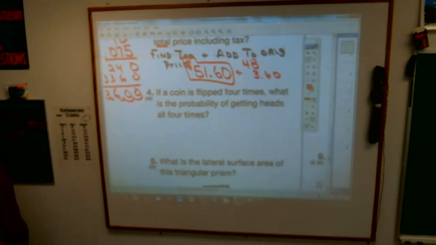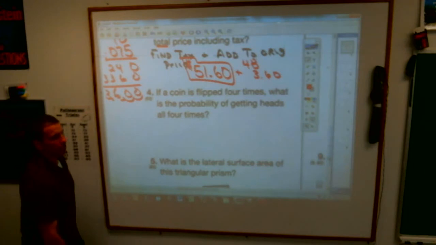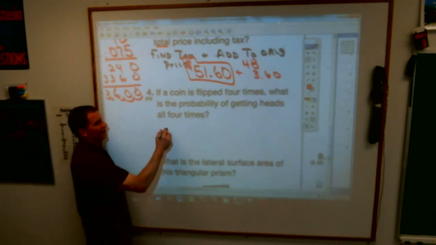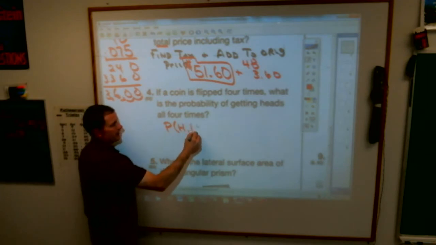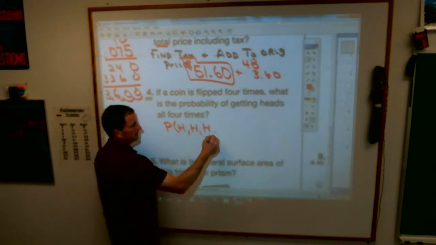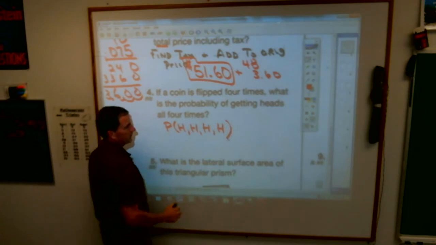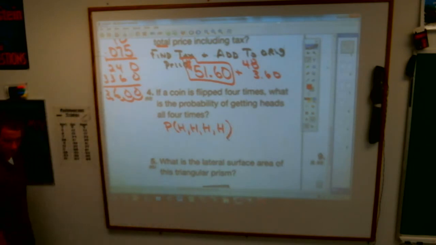If a coin is flipped 4 times, the probability of getting heads all 4 times, you don't have to draw the little tree. Just know that you're looking to get heads, then heads, then heads, then heads. Those 4 different things have to happen in order.